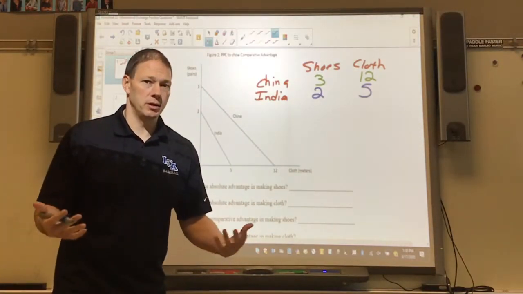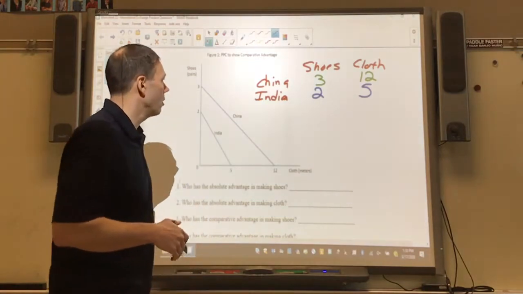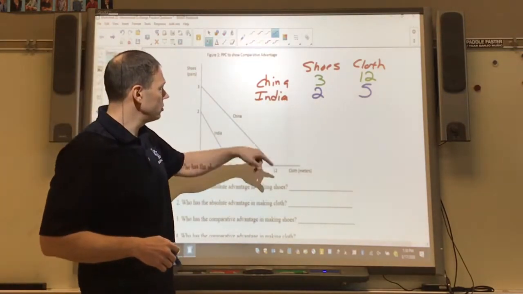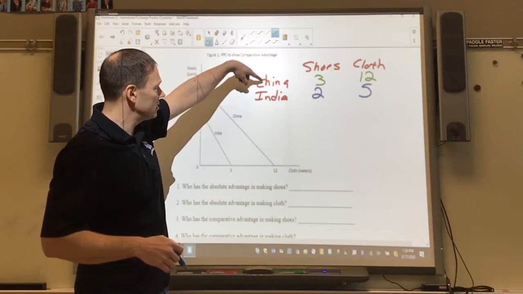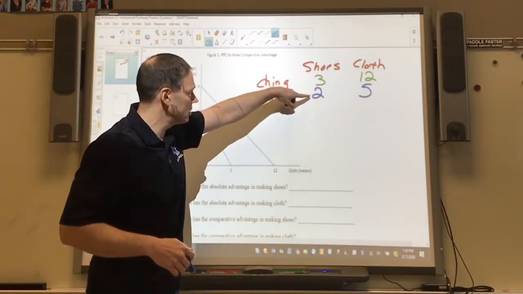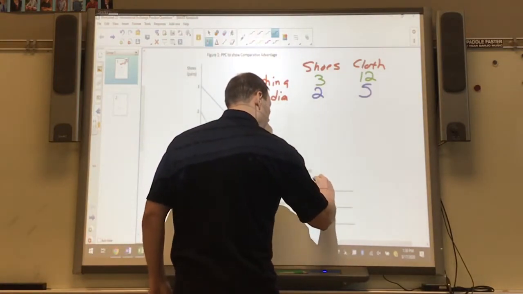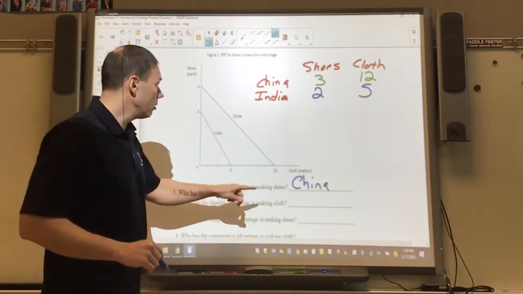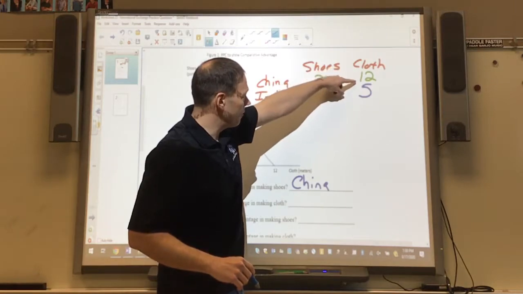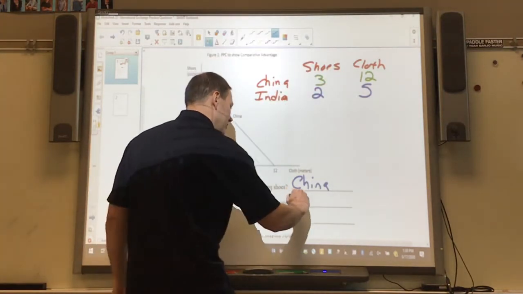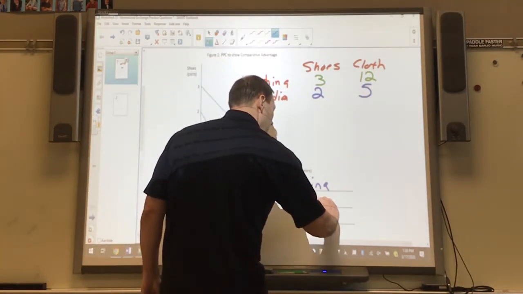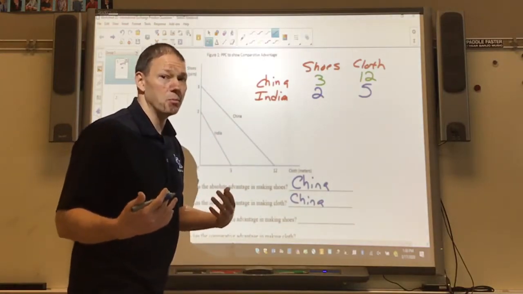Okay, now, absolute advantage, remember, really easy. Whoever does it better. In this case, whoever makes more shoes or more cloth. And as far as making shoes are concerned, you can see China has the absolute advantage. They can make 3 shoes compared to India's 2, so they have the absolute advantage. Okay, and then in cloth, same thing. China can make 12 cloth versus India's 5, so China is also better at making cloth. Now remember, that's different though than comparative advantage.